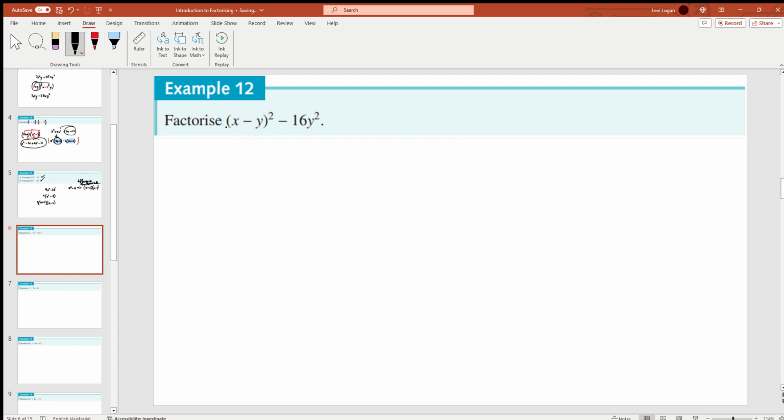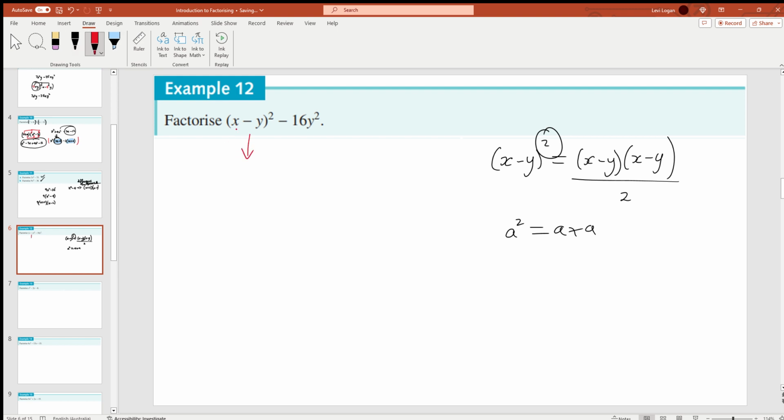So what this statement is saying is, alright, if I have x minus y all squared, what that's saying is this times itself twice. So x minus y times by x minus y 2 times, if that makes sense. Because of this 2 up here, you can think of it like a squared is the same as a times a, 2 times. Makes sense. So what we're going to do is expand this first and then pretty much see what we can do. So x minus y times by x minus y minus 16y squared.